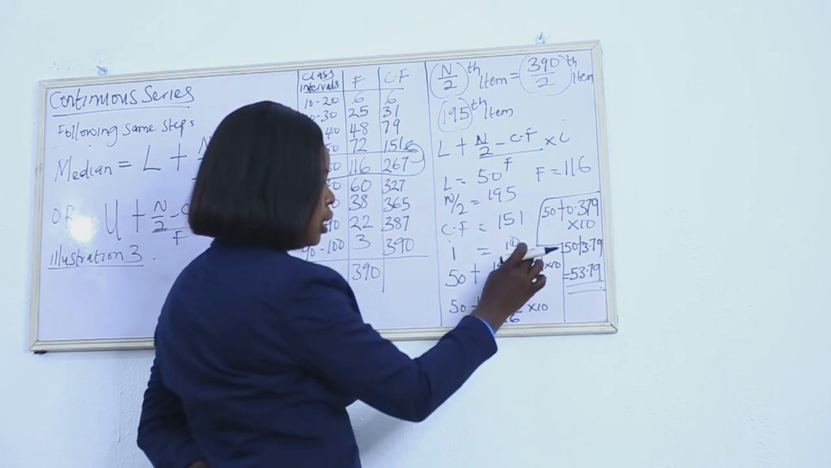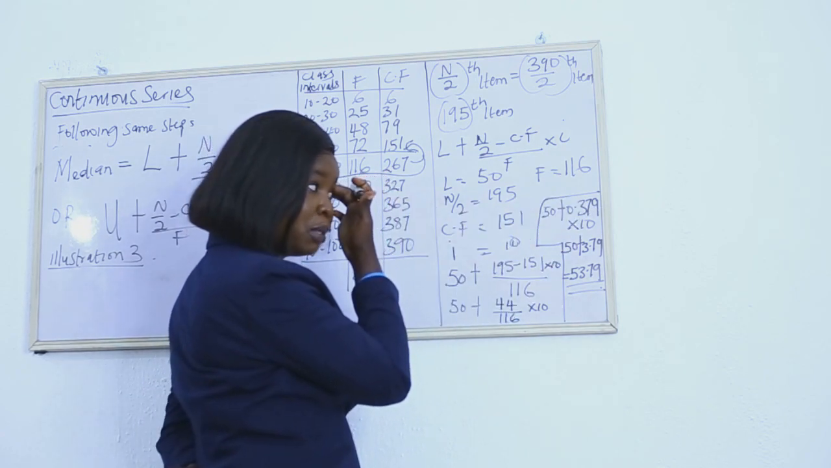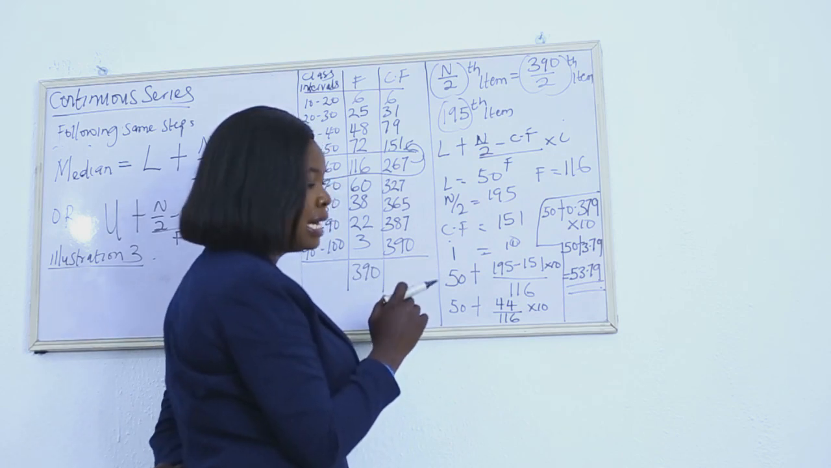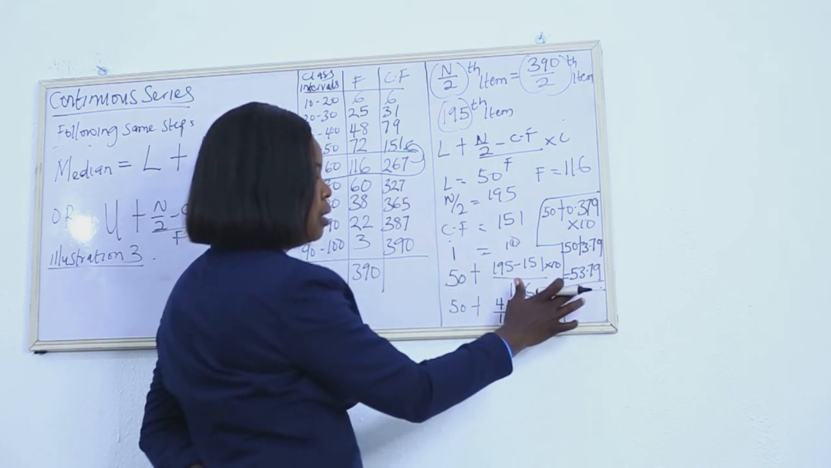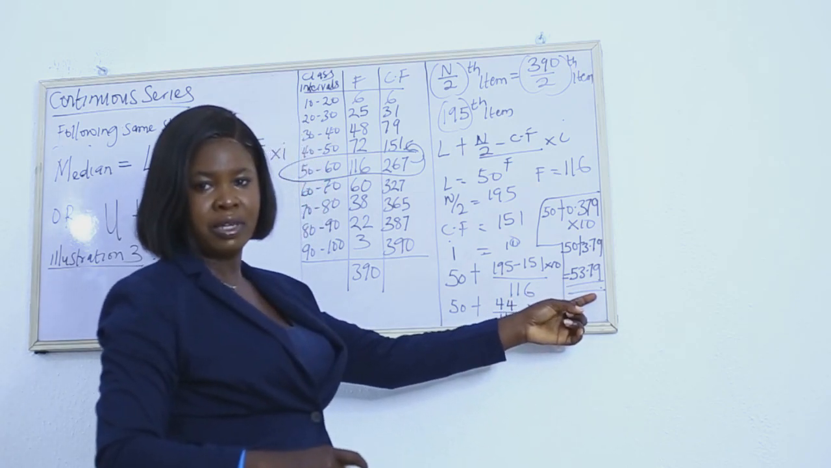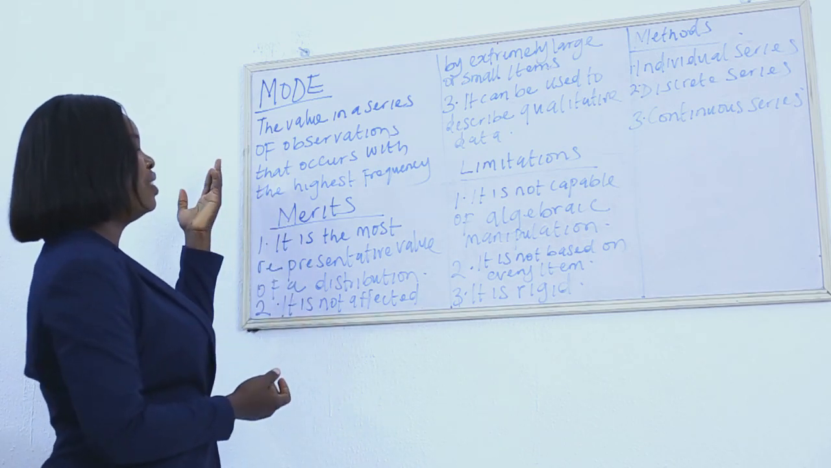So 44 divided by 116 is 0.379. Multiplied by 10 will give us 3.79. Then added to 50, the median is equal to 53.79. Another type of average that we'll be looking at is called the mode.